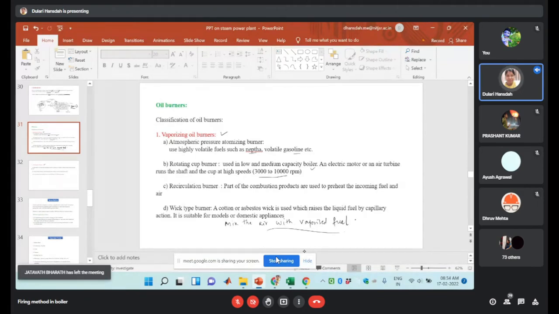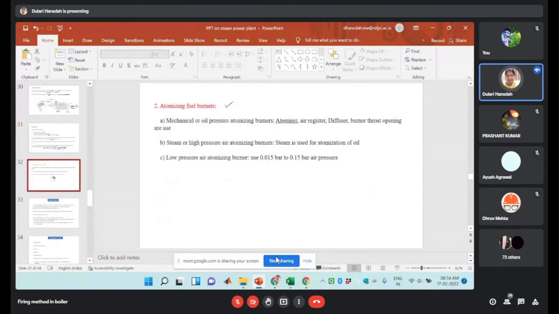Recirculation burner: part of the combustion products produced are used to preheat the incoming fuel and air. Wick type burner: a cotton or asbestos wick is used, which raises the liquid fuel by capillary action and it will vaporize at the entry point. It is suitable for models or domestic applications. So these are the four types of vaporizing oil burners.